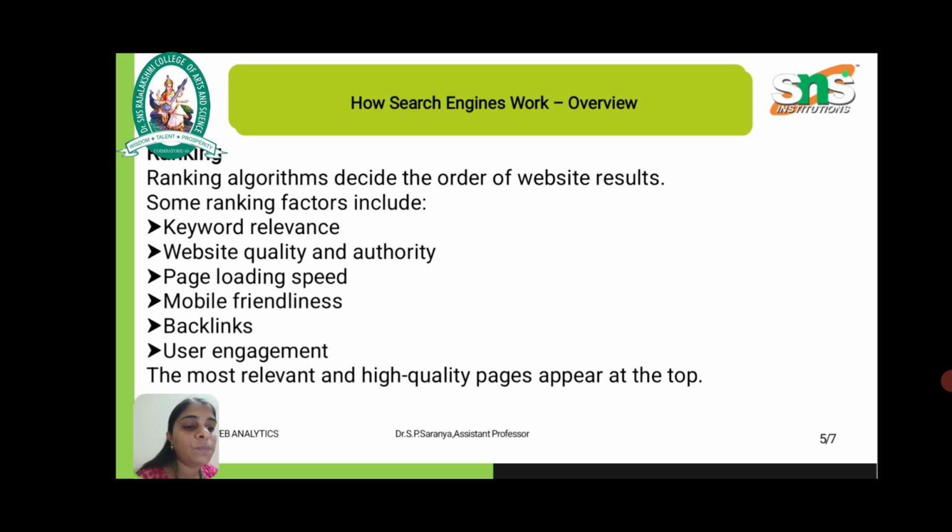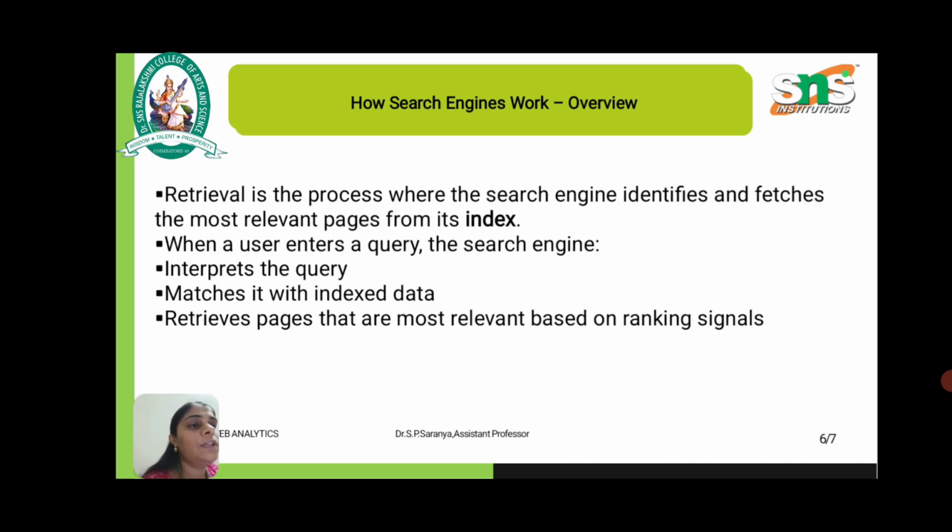The search engine checks which pages match the keywords, which pages are most relevant to the user's question, which pages seem trustworthy, and which pages provide complete information. To decide, the search engine uses complex formulas called ranking algorithms. Some ranking factors include relevance, quality of the content, page authority, loading speed, mobile friendliness, user experience, and freshness of the content.